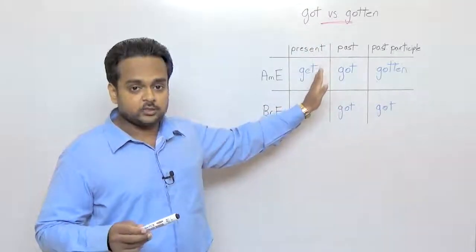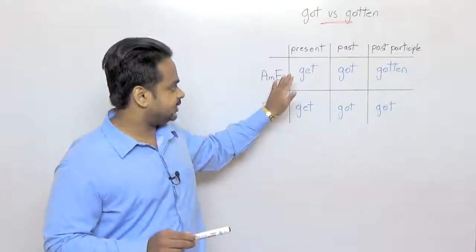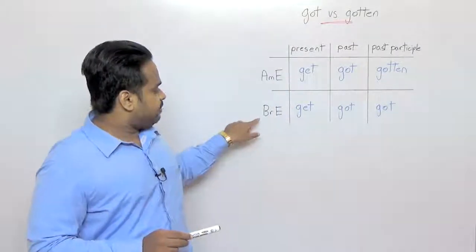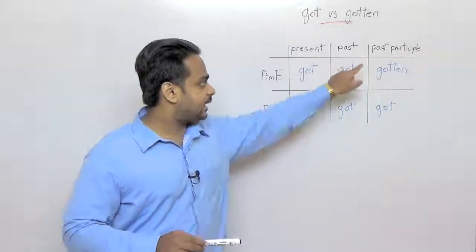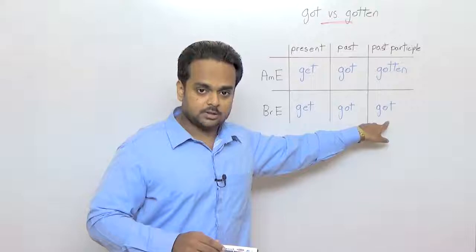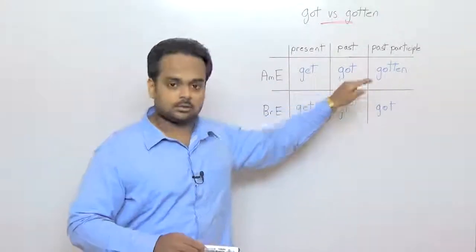The difference is when you look at the past participle form of the verb get. Here, BRE means British English. And in British English, the past participle of get is got. And the past participle in American English is gotten.